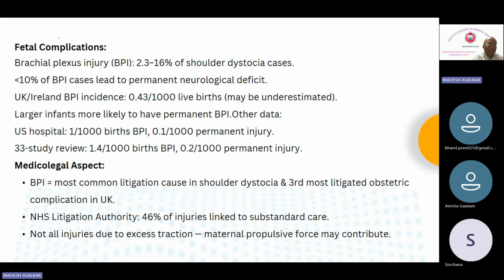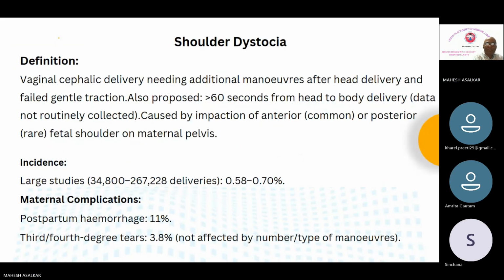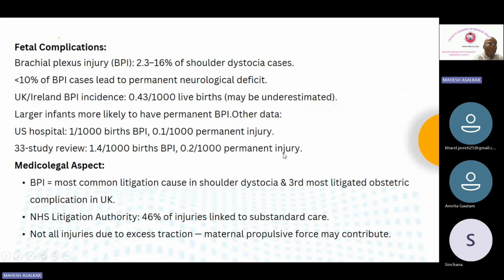Then the most important fetal complication is brachial plexus injury, which is seen in around 2.3 to 16% of cases of shoulder dystocia. Less than 10% of cases of brachial plexus injury will lead to permanent neurological deficit, and brachial plexus injury is one of the common causes for litigation. This is also an SBA. Up till now, an SBA can be on the incidence of PPH in this, maybe the definition, but here you have brachial plexus injury as one of the common causes for litigation.